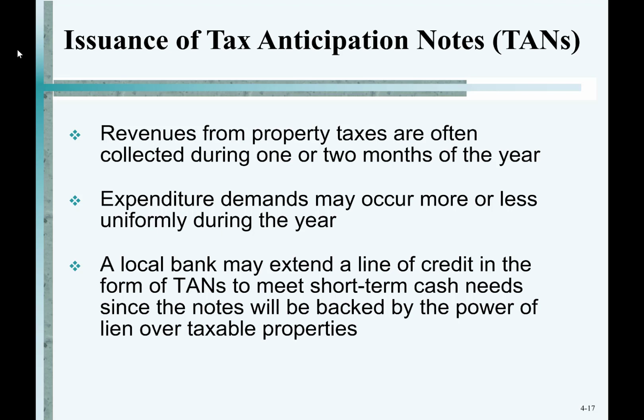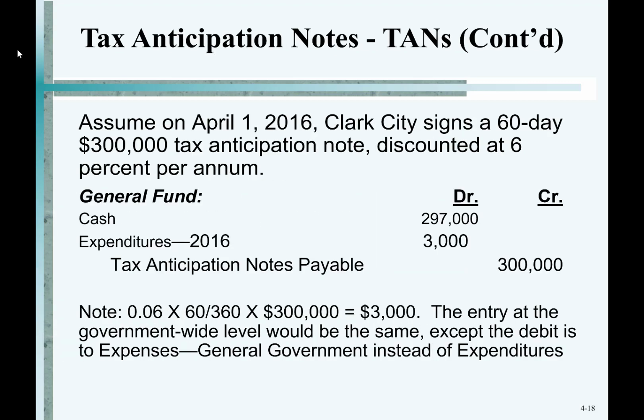All right. So tax anticipation notes, TANs. It's a short-term borrowing, and a bank is willing to give them this money because they know they're going to collect taxes and be able to pay it back pretty soon. The key takeaway here is that we credit tax anticipation note payable. This payable amount is a short-term liability. That's all I want you to take from this slide.